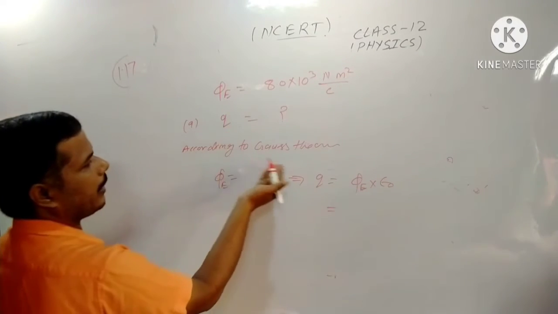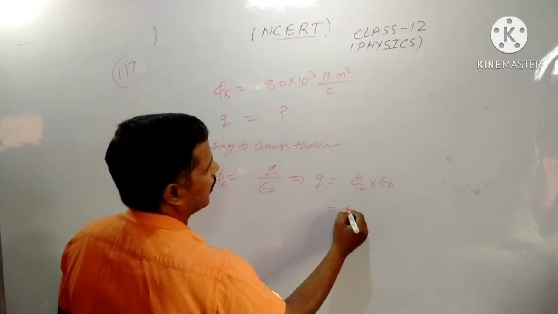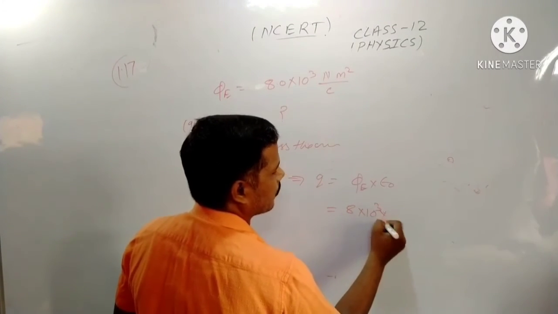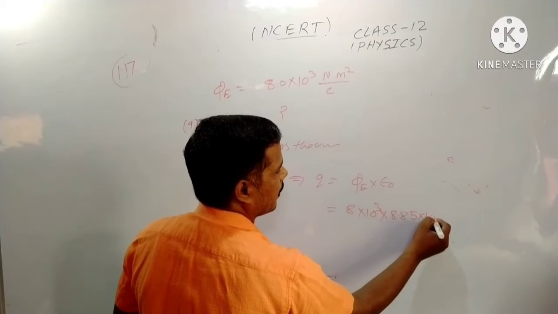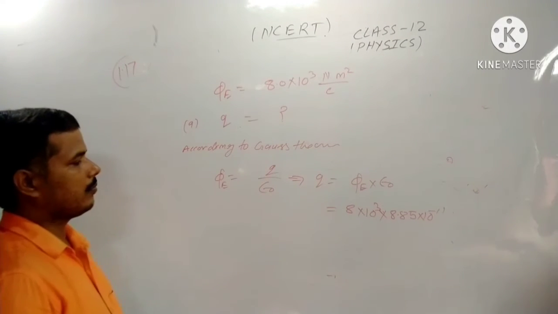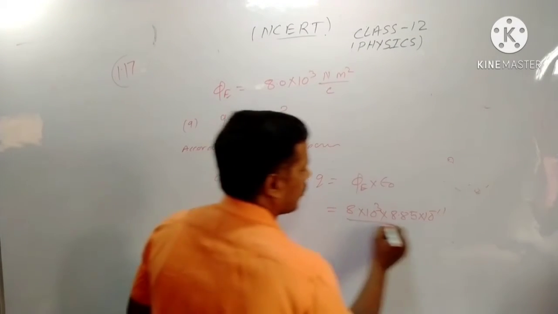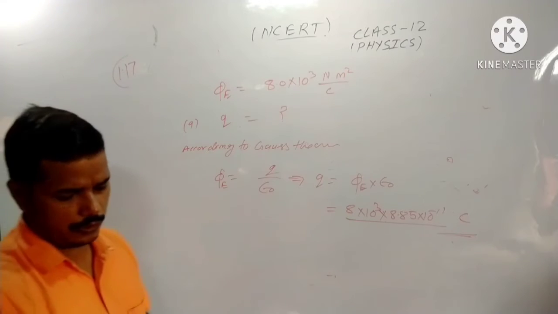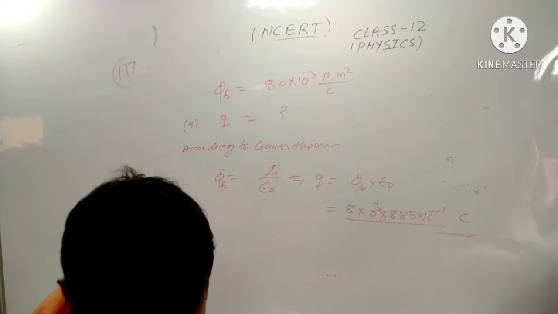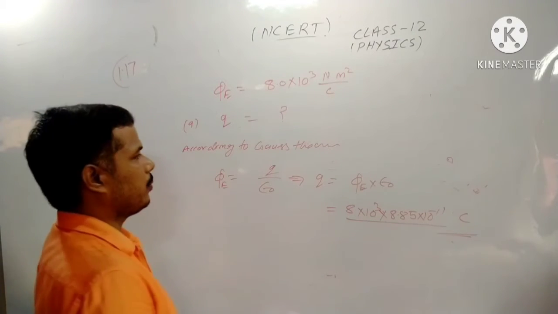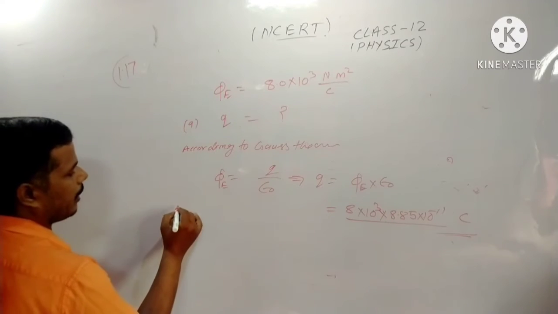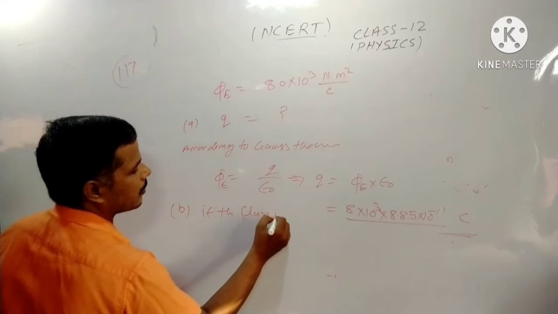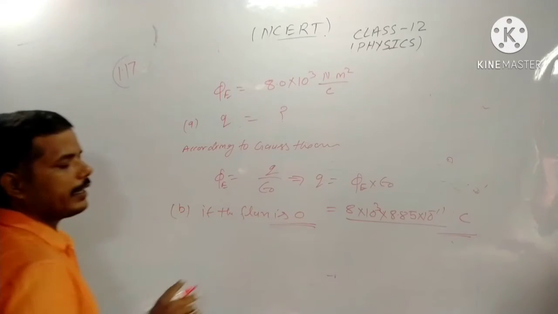So put up the value phi E given, 8 into 10 power 3 and the value of epsilon naught, 8.85 into 10 power minus 11. Okay. How much will be answer? It will become the charge value in coulomb. Now the next part says that if the flux is 0, could you say that there is no charge?